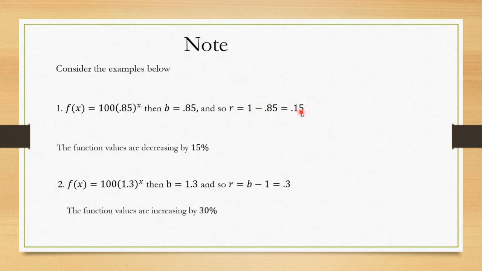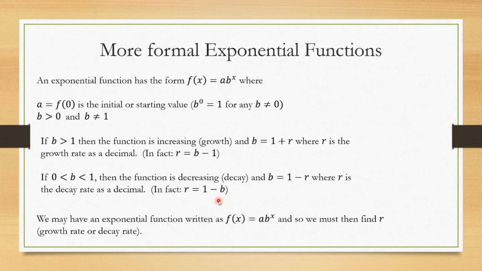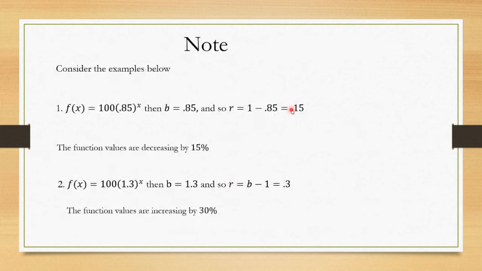So basically, to get r, you would have this, which is 0.15. Again, I'm just using this formula. So in this case, r is 0.15. This means the function values are decreasing by 15%. So the decay rate is 15%. Right? So we have this exponential function. The initial value is 100, but we're trying to get r here, and you have to look at b, which is less than 1. It's 0.85, so it's less than 1. Since it's less than 1, we can calculate r. We just do this.